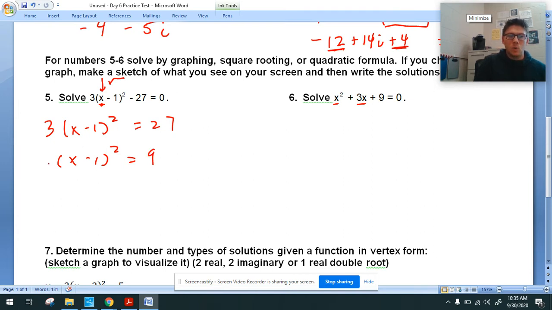I have what's being squared. Square root it. Don't forget your plus or minus. And then x minus 1 equals plus or minus 3. Move the 1 to the other side by adding it.